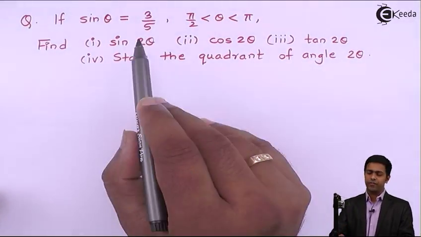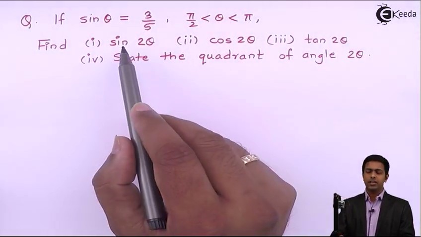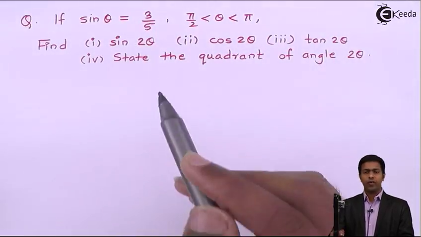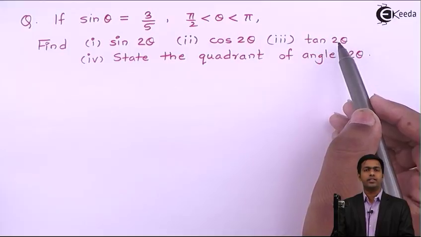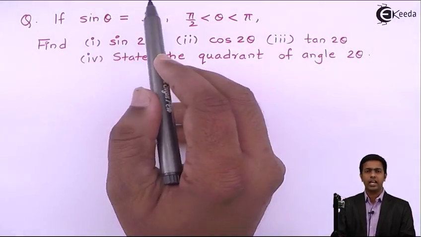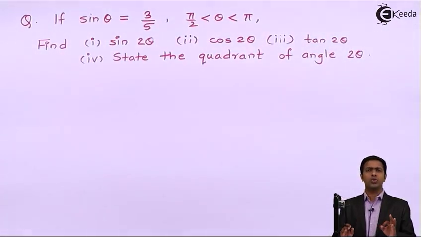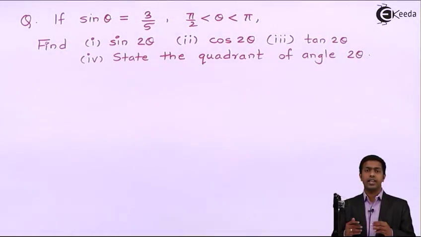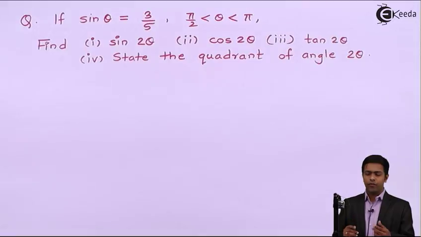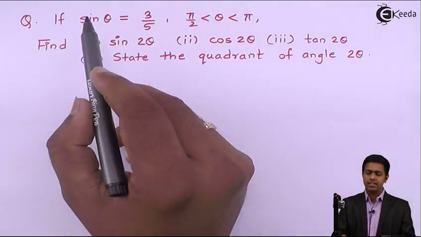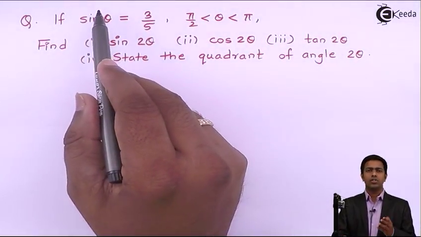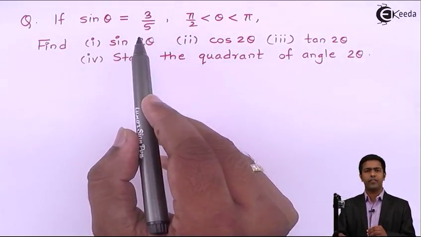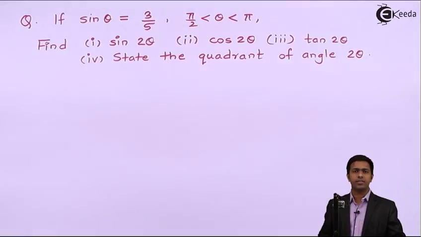So let's start with the first 3 questions, which is sin 2 theta, cos 2 theta and tan 2 theta. So guys, here to find out the value of these 3 quantities, we have been given the value of sin theta. So it is very much sure that if we want to find these 3 quantities, then we have to use the formula which has the sin theta term, so that in that formula we can substitute sin theta as 3 by 5 and we can get our answer.